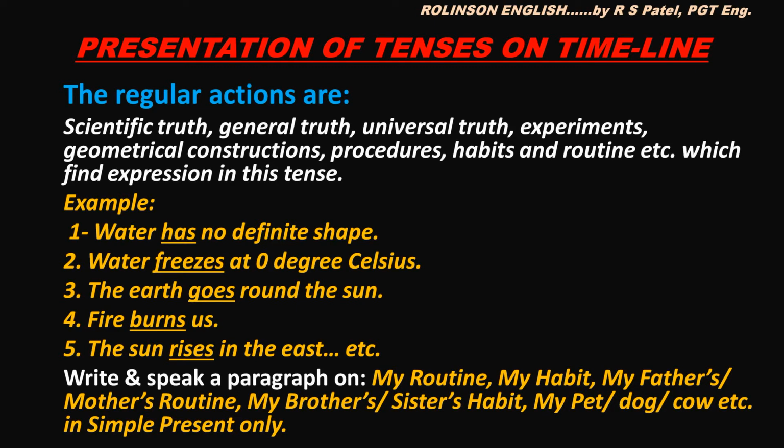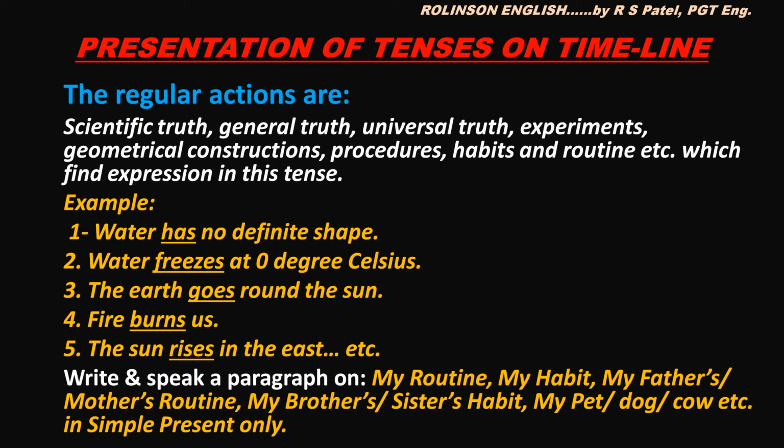Here are some examples in single sentences. Water has no definite shape. Okay, scientific or general truth, in simple present. Water freezes at 0 degrees Celsius. Okay, alright. The earth goes round the sun. Universal truth, simple present. Fire burns us. A general truth, simple present. The sun rises in the east. A universal truth. Alright. So this way you have seen the single sentences now.